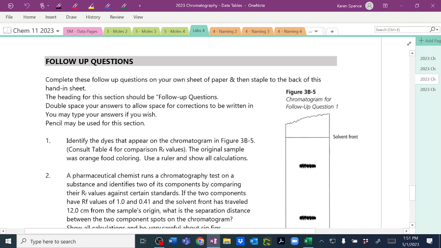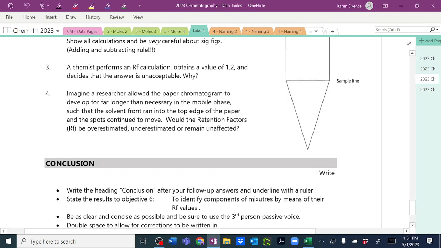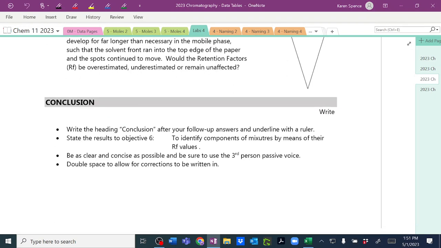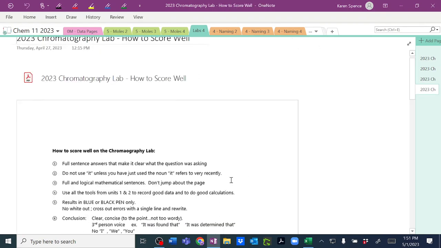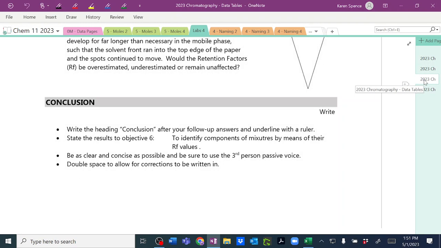And follow-up questions, you're going to answer all of those questions. And then for the conclusion, you're going to write a conclusion. And you're also going to remember that you're going to follow all these little things that tell you how to score well on the chromatography lab. And yeah, questions?